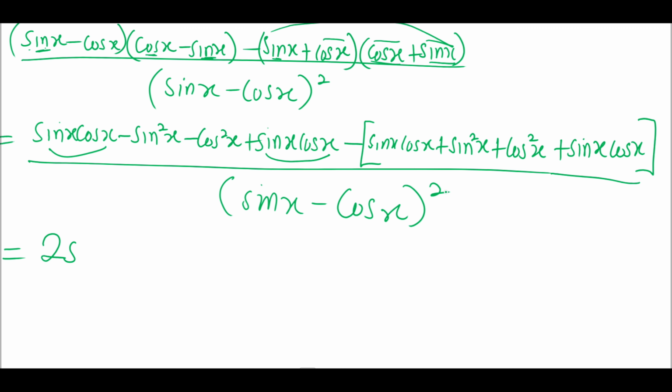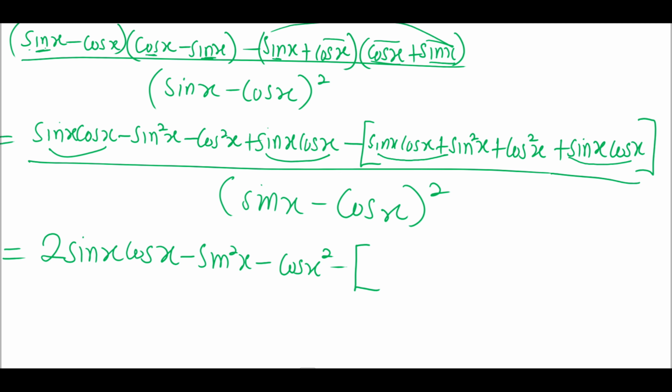So it's going to be 2 sin x cos x. Then we are left with minus sin x squared minus cos x squared. Then minus a bracket of, let us see if we have like terms. Yes, we have like terms: we have sin x cos x, then another sin x cos x. So we have 2 sin x cos x.